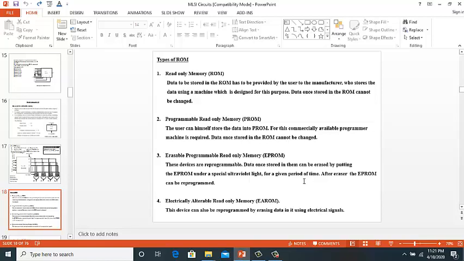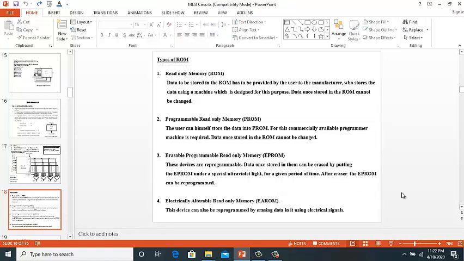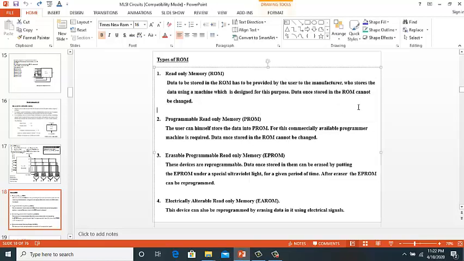And once you expose your EPROM to the ultraviolet light for 30 minutes, then all the information will be erased, and after the erasure you can put the fresh data into your EPROM. So the advantage of having EPROM is that if once data stored needs a change, then you can do that. You can change the information. So EPROMs are more expensive than the upper two types of PROMs.